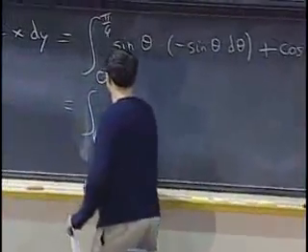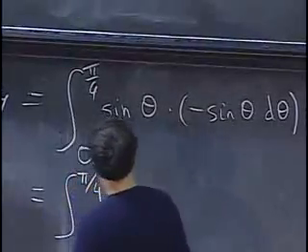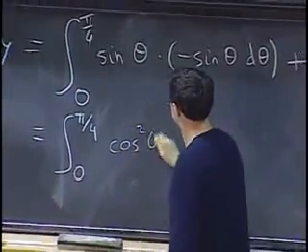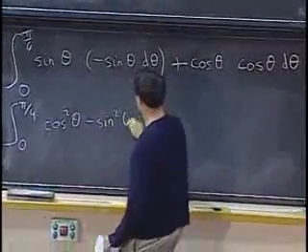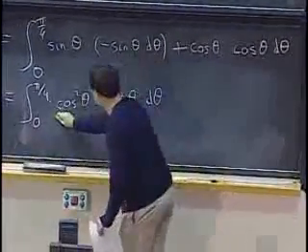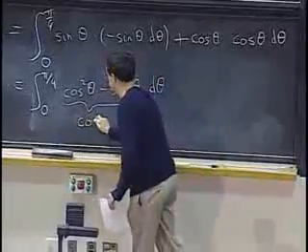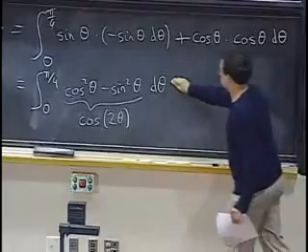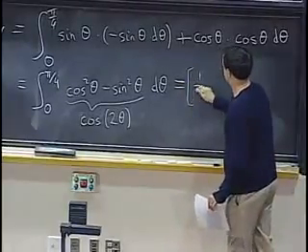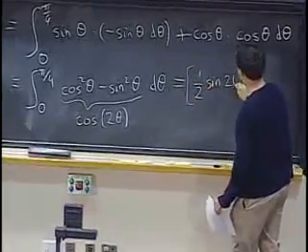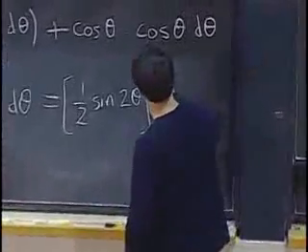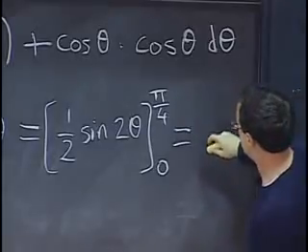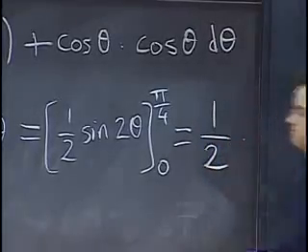Okay, so that's the integral from 0 to pi over 4 of cosine squared minus sine squared. And if you know your trig, then you should recognize this as cosine of 2 theta. So that will integrate to 1/2 of sine 2 theta from 0 to pi over 4, sorry. And sine pi over 2 is 1, so you will get 1/2.